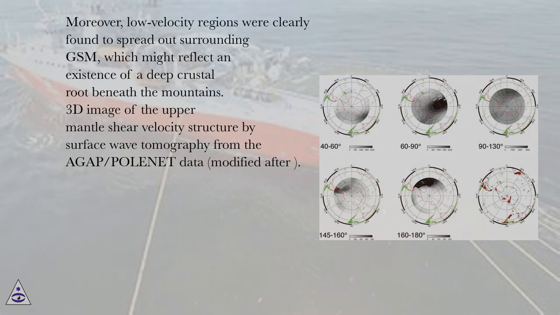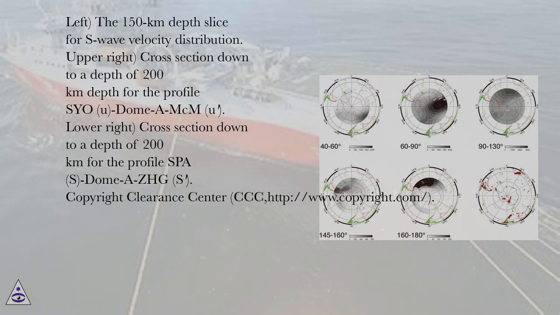3D image of the upper mantle shear velocity structure by surface wave tomography from the AGAP/POLENET data, modified after. Left, the 150 km depth slice for S-wave velocity distribution. Upper right, cross-section down to a depth of 200 km for the profile SHOW, U, DOMA MCM, U. Lower right, cross-section down to a depth of 200 km for the profile SBA, S, DOMA ZHG, S.